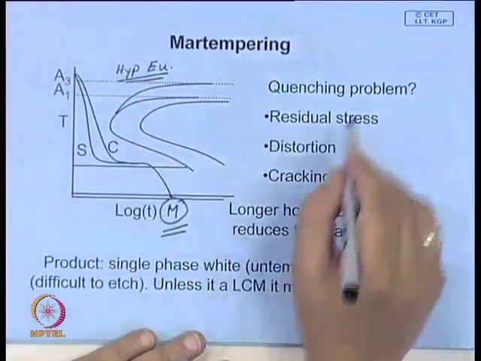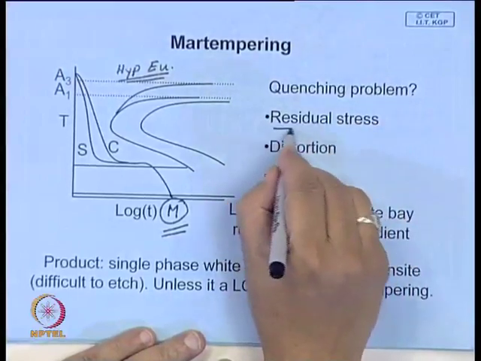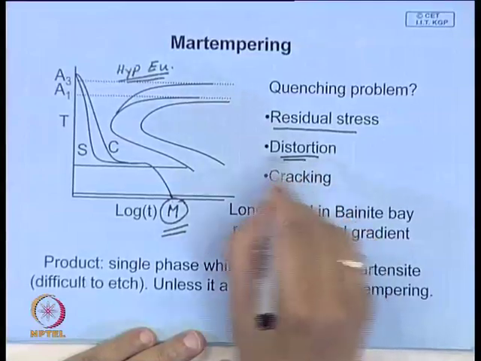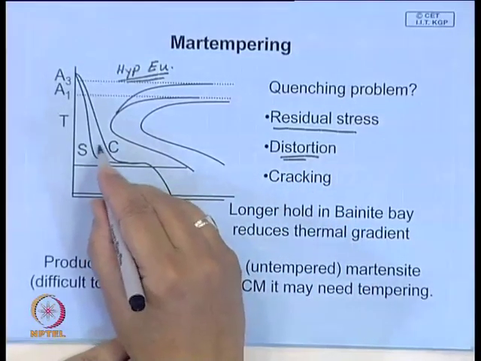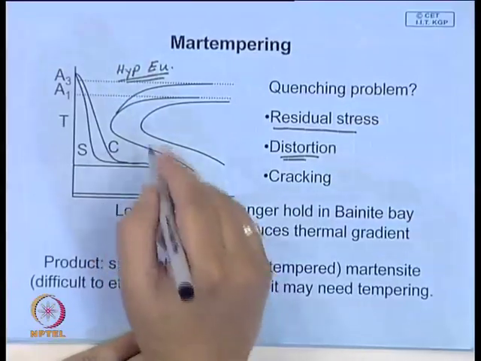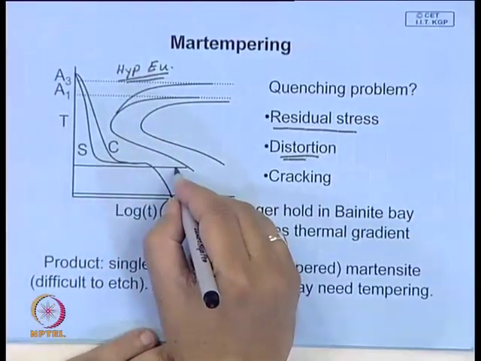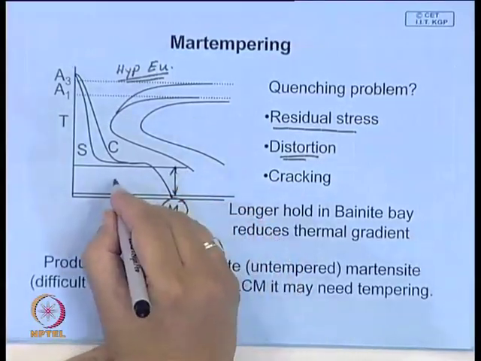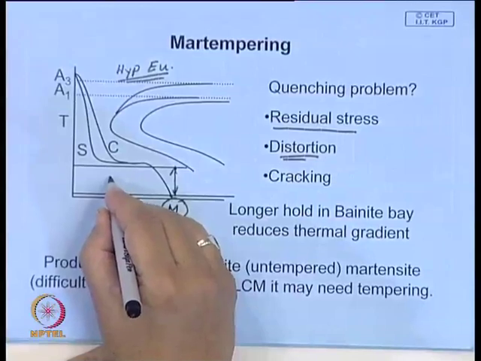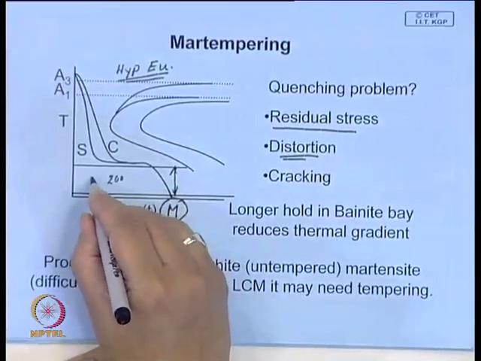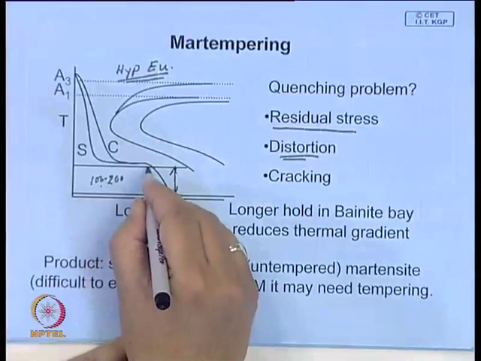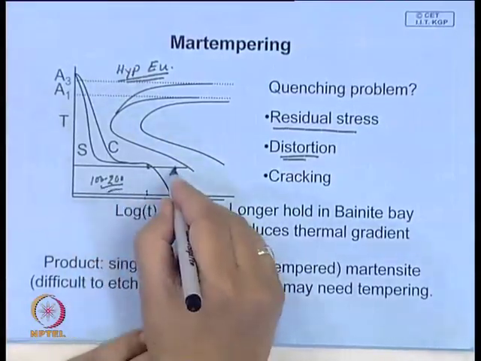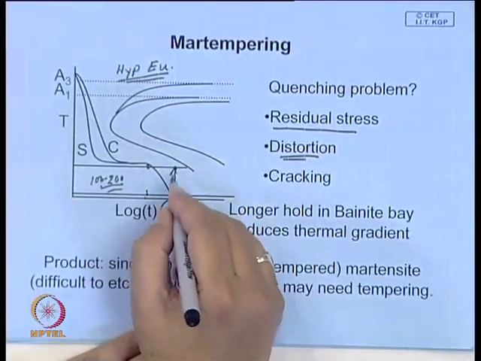Now, second thing, you are able to minimize residual stress. You are also minimizing distortion, because that expansion is quite sizable. When this transformation takes place, this is an athermal transformation over a range of say maybe 100 to 200 degree centigrade, you have 100% martensitic transformation taking place over this temperature range, and this is athermal transformation.